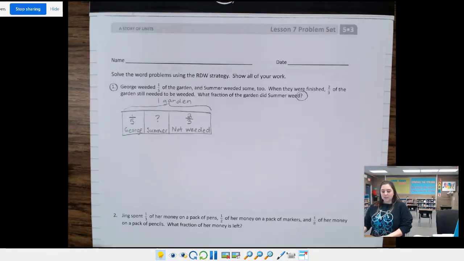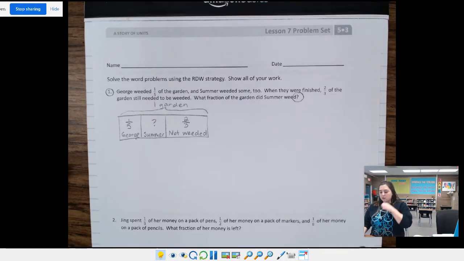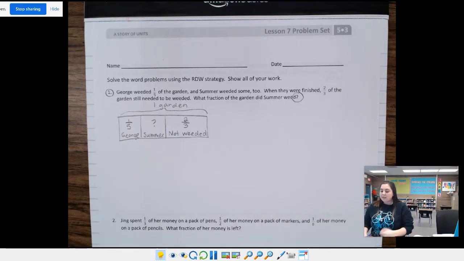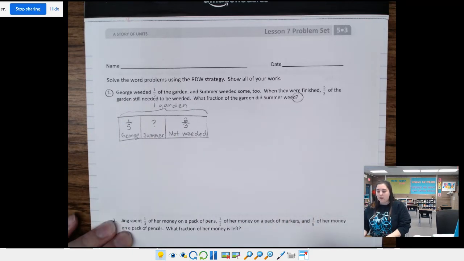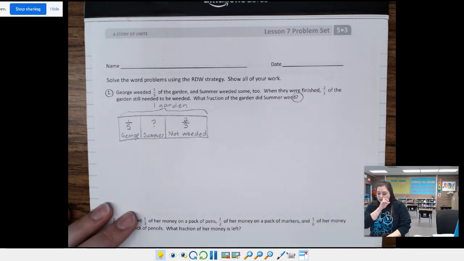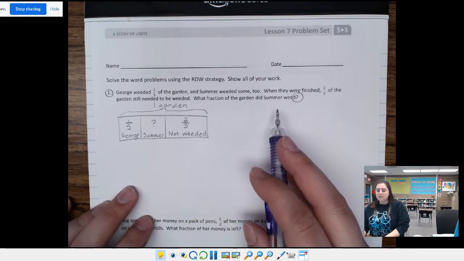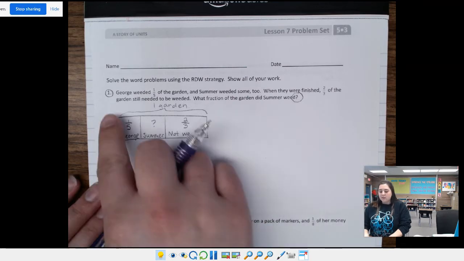Okay, let's look over our answer from yesterday first. So the question was, George weeded a fifth of his garden and Summer weeded some too. When they were finished, 2/3 of the garden still needed to be weeded. What fraction of the garden did Summer weed? So we set this up yesterday.